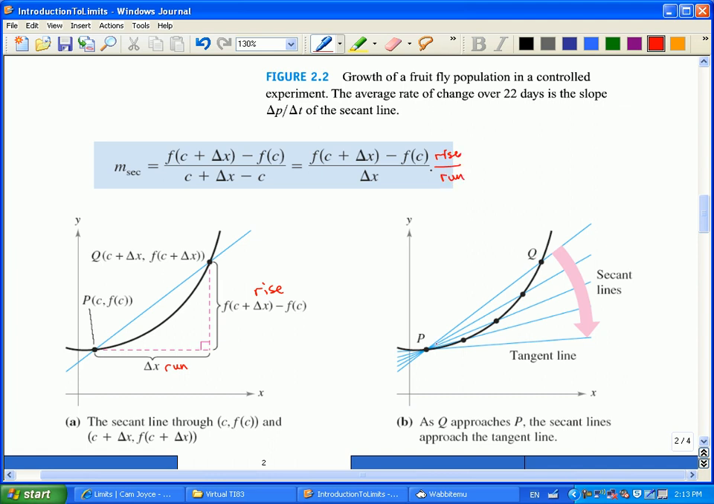And what they're saying is, right now, the run is this big. It goes from here to here. What I'm going to do is start making that happen smaller and smaller and smaller until eventually it hits 0, and we get this tangent line, which in this picture here is that one. That bottom line is the tangent line.